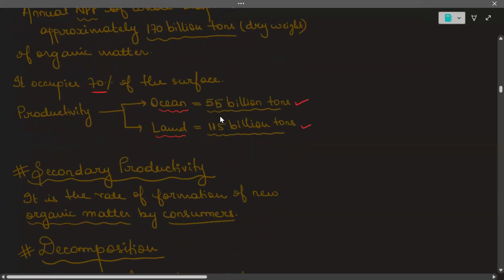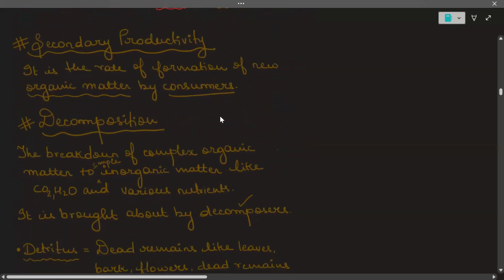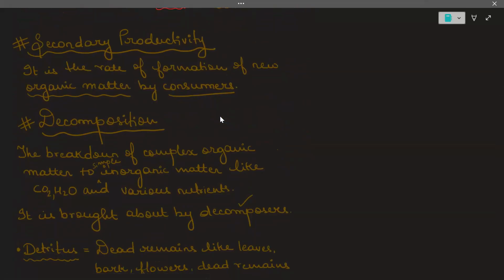Any doubts? No, ma'am. Now talking about secondary productivity. It is the rate of formation of new organic matter by consumers. So here the consumers are involved and not the producers. So the first function of the ecosystem was productivity.